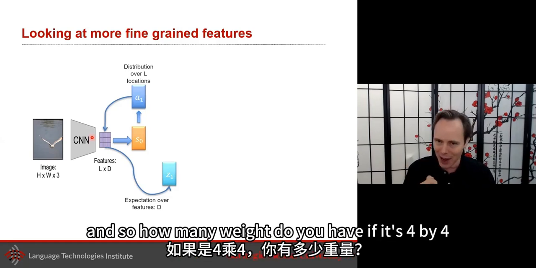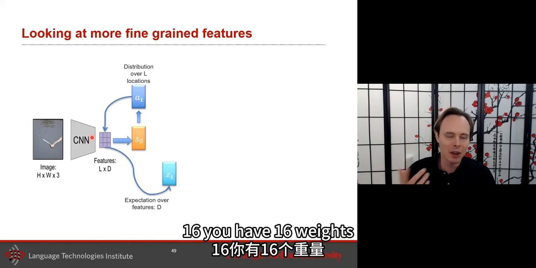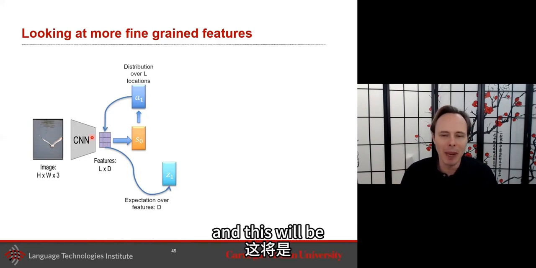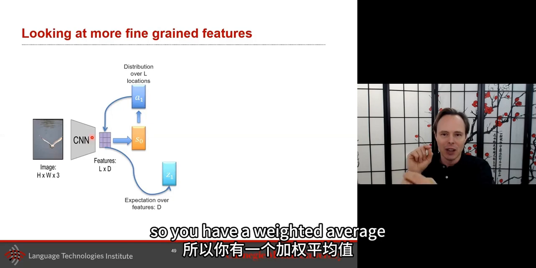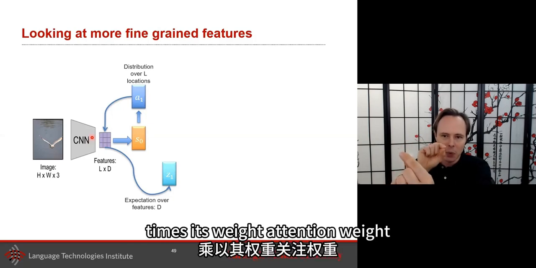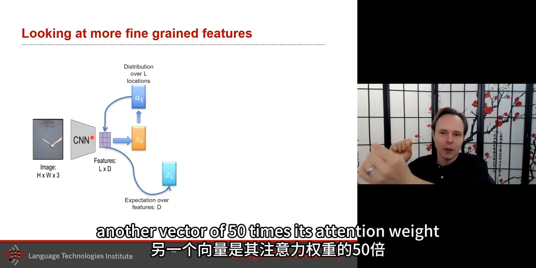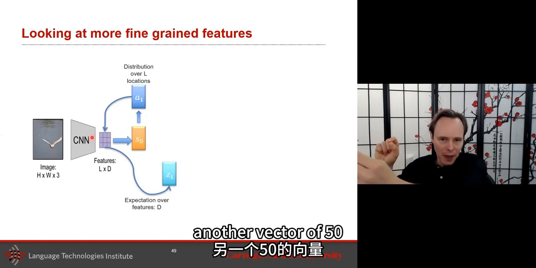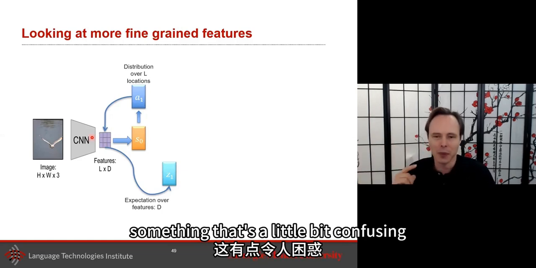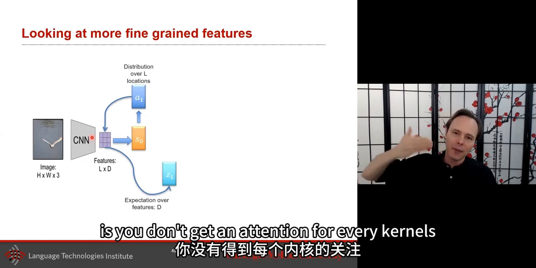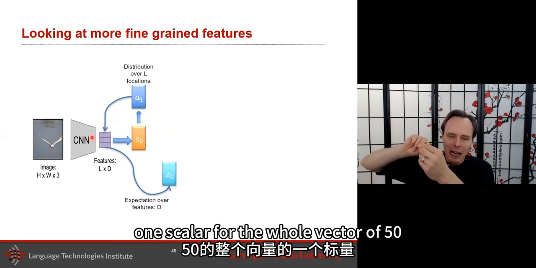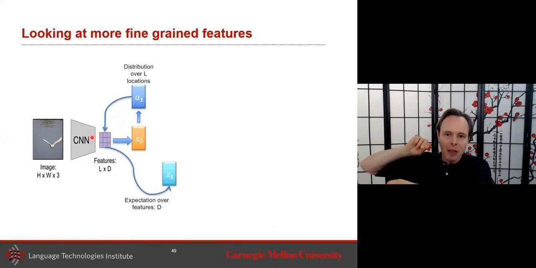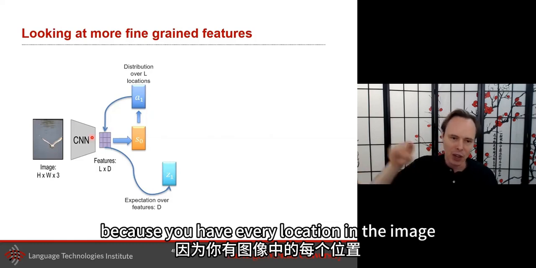And so how many weights do you have? If it's 4 by 4, 16. You have 16 weights, and these will be one weight for the whole vector of 50. So you will have a weighted average, which will be a vector of 50 times its attention weight, another vector of 50 times its attention weight, another vector of 50. Something that's a little bit confusing is you don't get an attention for every kernel. You get an attention on one vector, one value, one scalar for the whole vector of 50, but you have 16 of them because you have every location in the image.